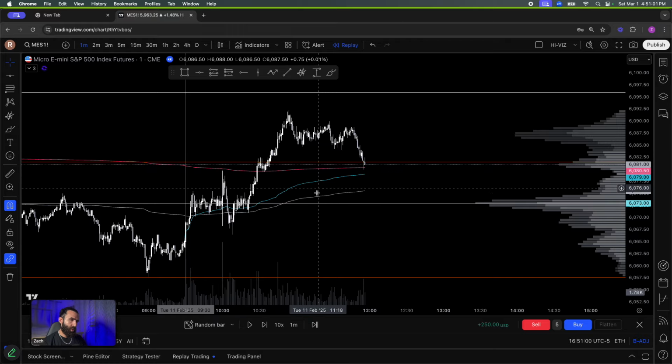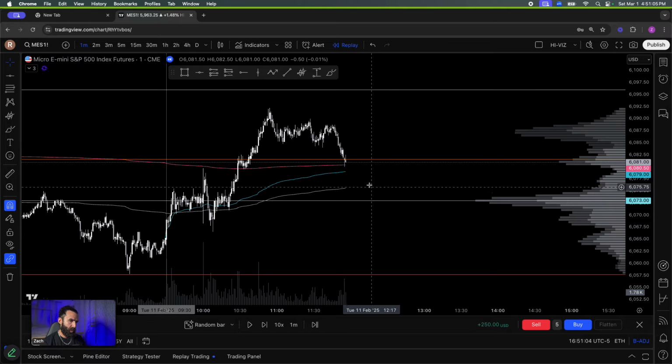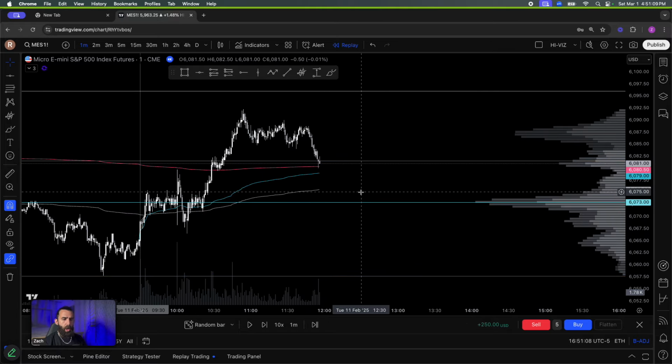We have VWAPs starting to line up to the upside. This looks like it's going to come through. Gun to my head, I'm looking short on this. Looks like we at least want to come down lower to retest VWAP. But let's go ahead and play this one forward to the next day very quickly, okay?